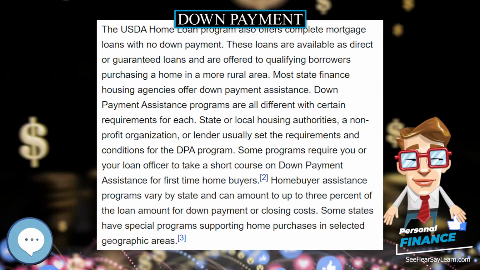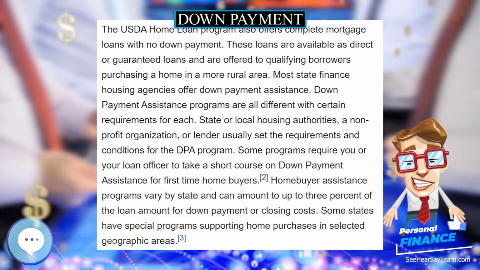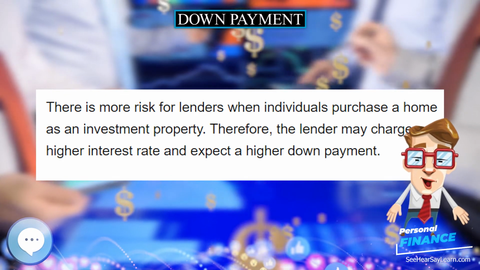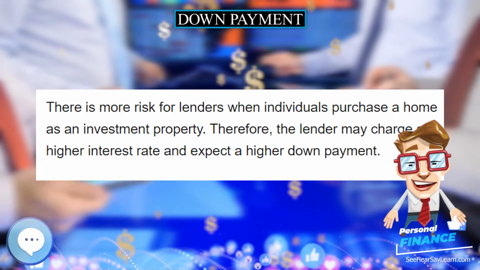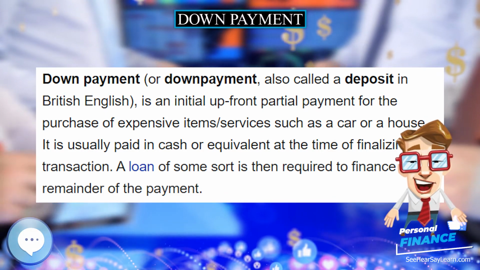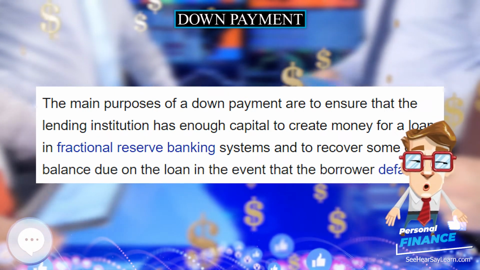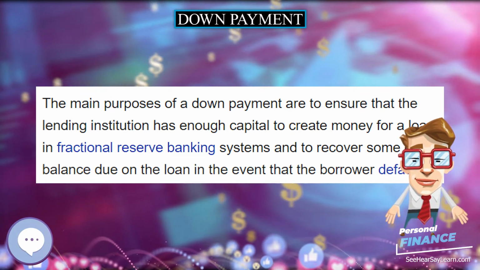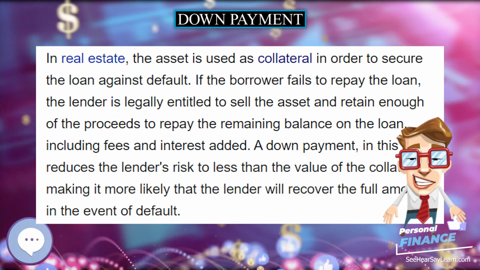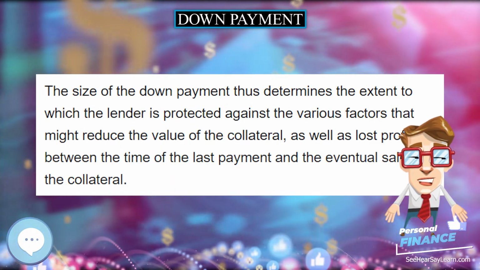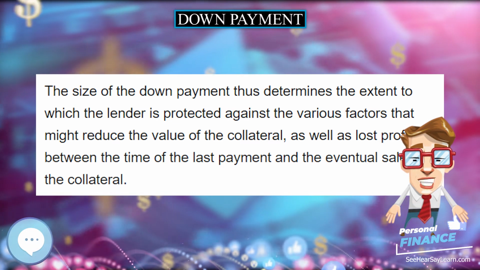In real estate, the asset is used as collateral in order to secure a loan against default. If the borrower fails to repay the loan, the lender is legally entitled to sell the asset and retain enough of the proceeds to repay the remaining balance on the loan, including fees and interest added. A down payment, in this case, reduces the lender's risk to less than the value of the collateral, making it more likely that the lender will recover the full amount in the event of default.